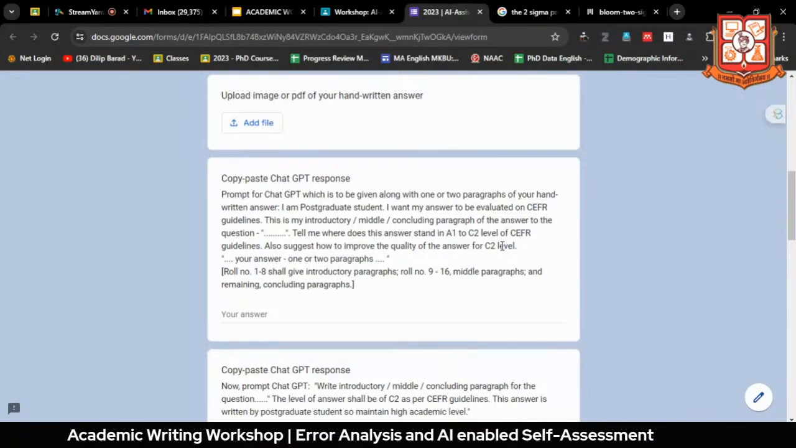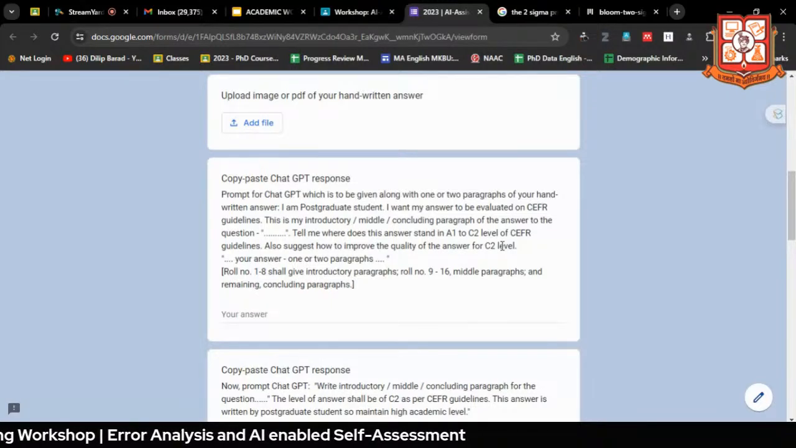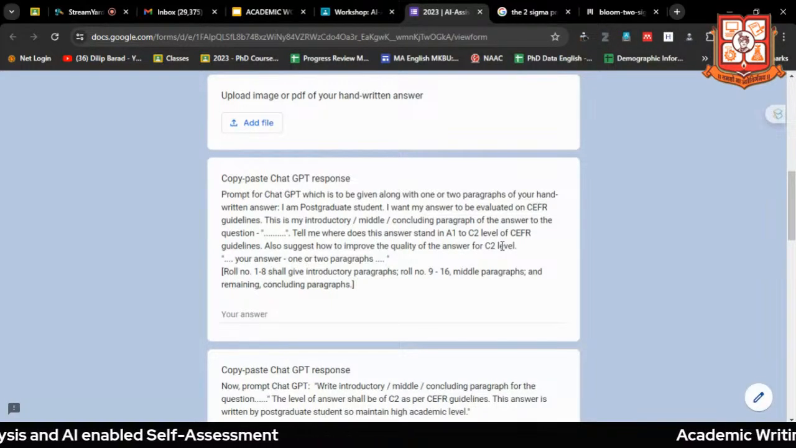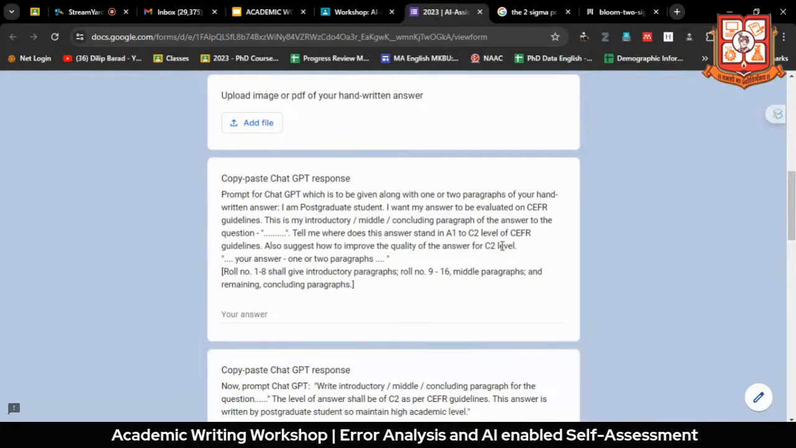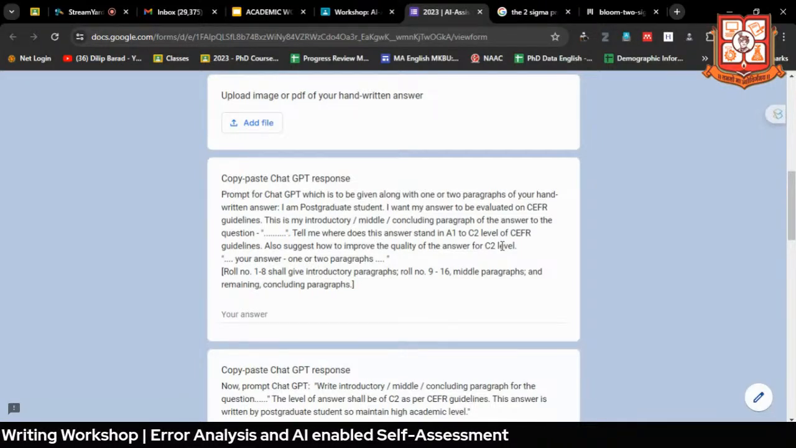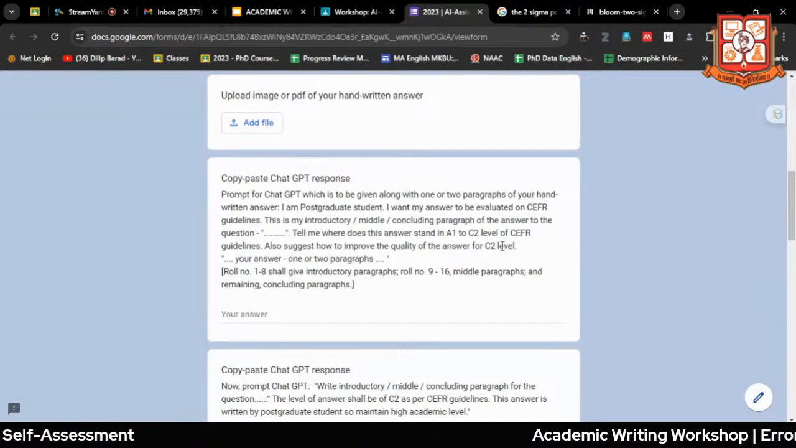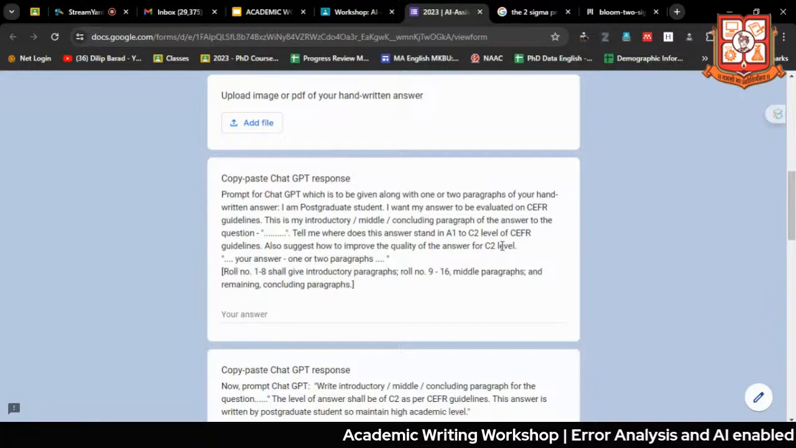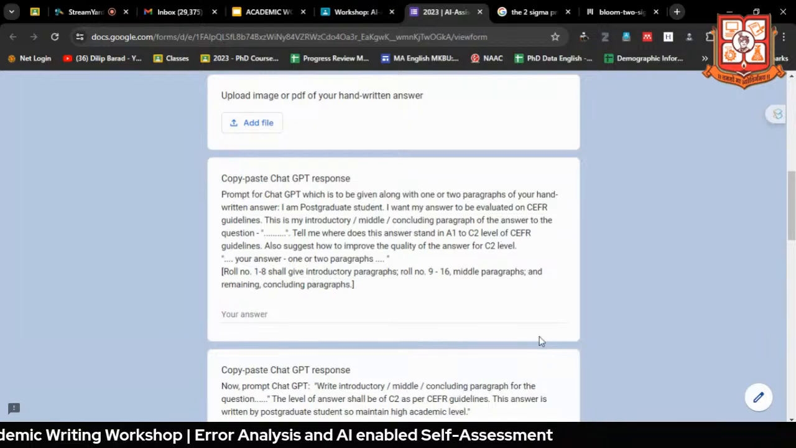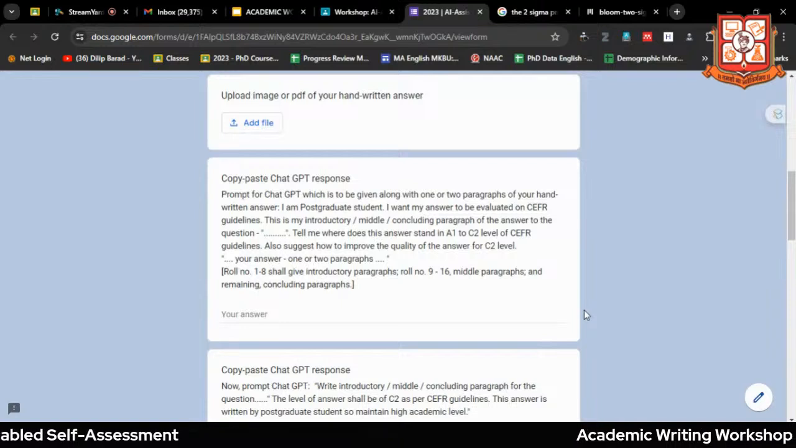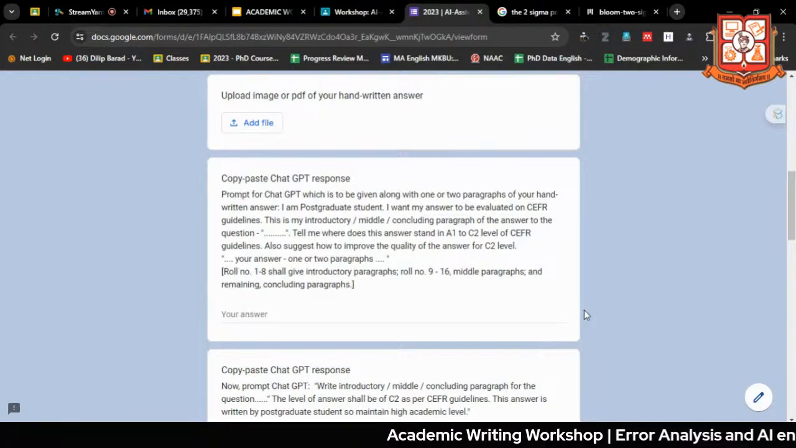Tell me, where does this answer stand in the A1 to C2 levels of CEFR guidelines? According to these guidelines, C2 is highest, A1 is lowest. So if you get A1, don't be happy. A1 is lowest, C2 is highest, like band 8 plus in IELTS and TOEFL; C2 is parallel to this. Also suggest how to improve the quality of the answer for C2 level.